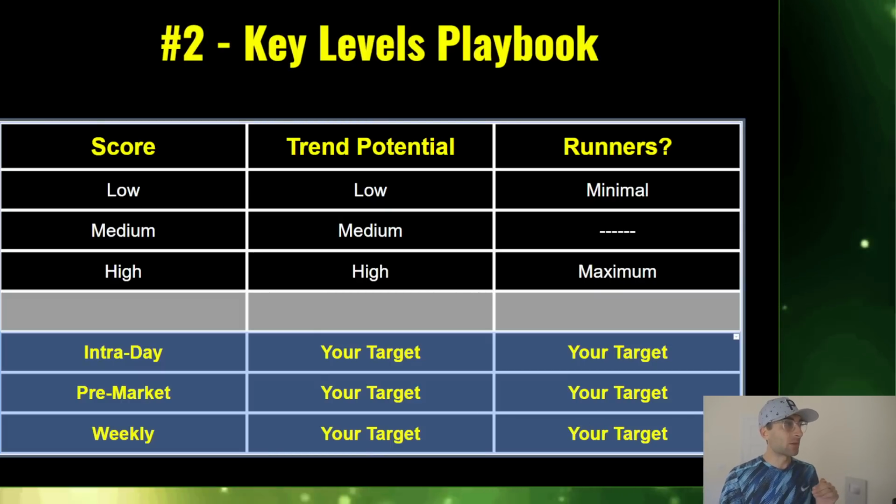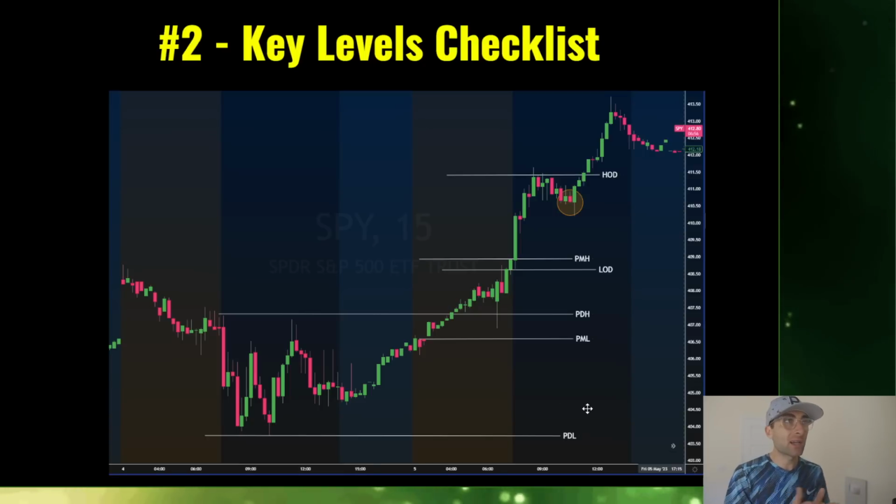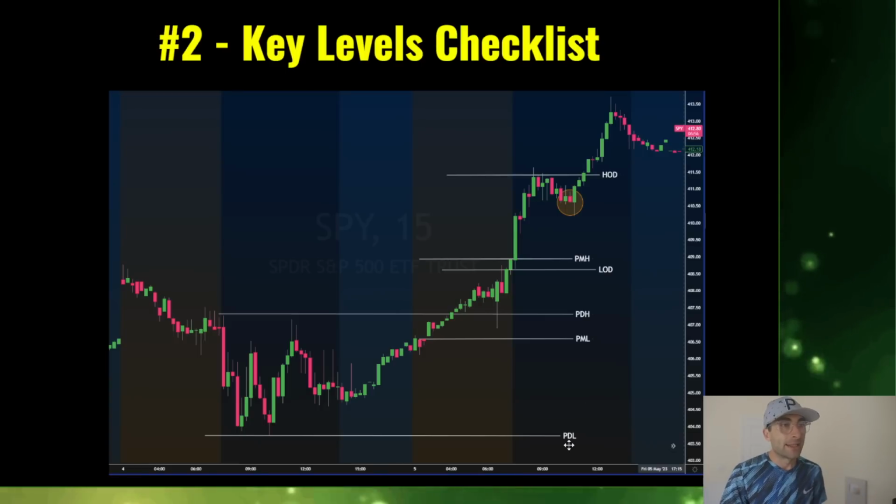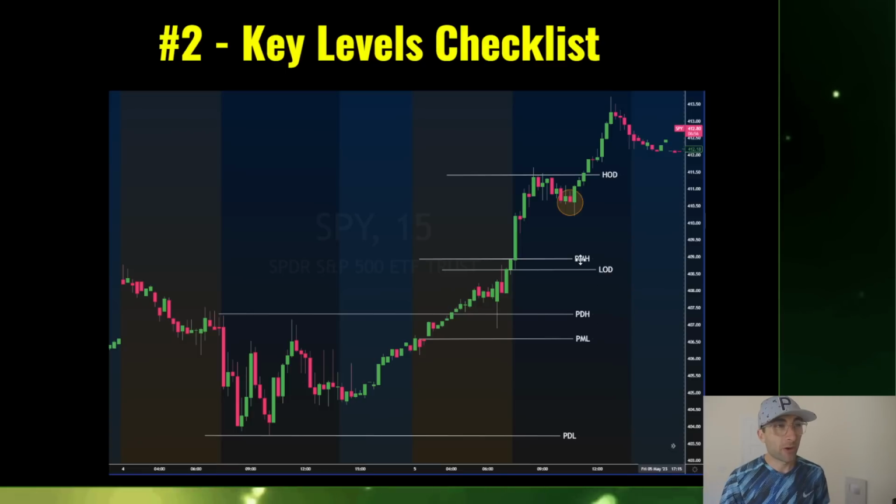So now let me show you exactly what that looks like. This was Friday with SPY. Here's every single level I talked about marked out. This is the prior day low, prior day high, pre-market low, pre-market high.